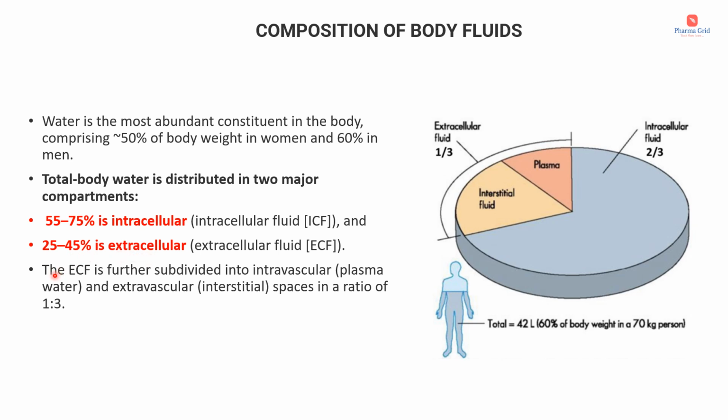And then the ECF, that is the extracellular fluid, is further subdivided into intravascular fluid, that is the plasma water, and the extravascular, which is known as the interstitial spaces, in a ratio of 1:3. Okay, so this is more clearly depicted in this diagram. The total body water is 42 liters in a normal adult man, 60% of the body weight in a 70 kilogram person.